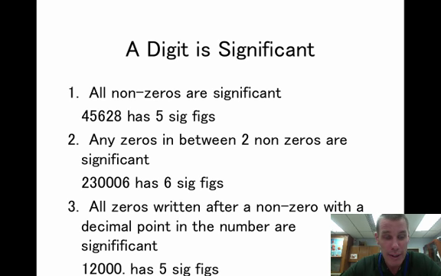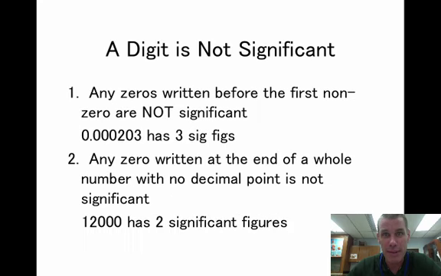zeros. At the end of a number, any zeros written at the end of the number, if the number contains a decimal point, those are significant numbers. So if you have the number 12,000 and there's a decimal point on the end, then that decimal point indicates that it's exactly 12,000. It is not 12,001. It is not 11,999. You have measured all three of those zeros. They are in fact significant numbers. That's when it's significant.